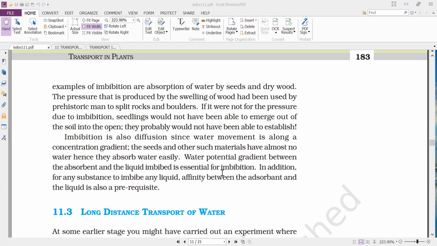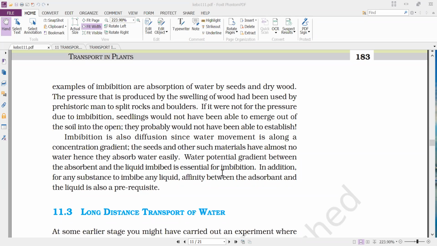Water potential gradient between the absorbent and the liquid imbibed is essential for imbibition. That means the structure we are using should have the lower water potential. So a water potential gradient should be there between the absorbent and the liquid that is imbibed. Then only the liquid can be easily absorbed by the absorbent, causing imbibition.